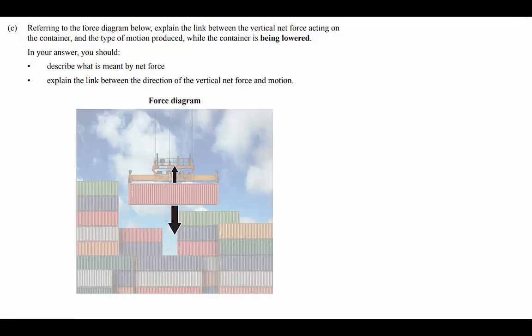Okay, and in part C we've got the force diagram below. Explain the link between the vertical net force acting on the container and the type of motion produced while the container is being lowered. So we've got to describe what is meant by net force and explain the link between the direction of the vertical net force and motion.